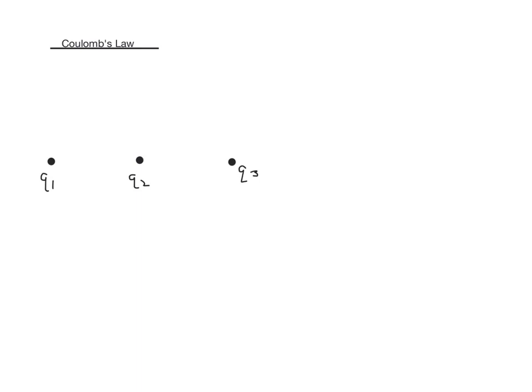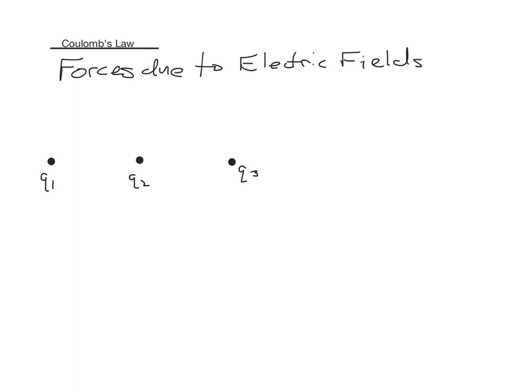We should be familiar with Coulomb's law from last year. Coulomb's law deals with forces due to electric fields. And just like all forces, there has to be two objects interacting, or two fields interacting. This is just like the universal law of gravitation, where the force is due to gravitational fields of the two different masses that are interacting with each other.